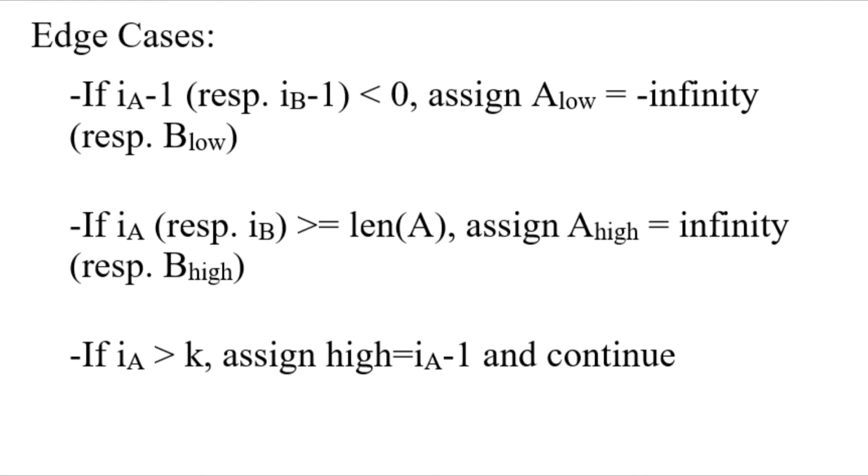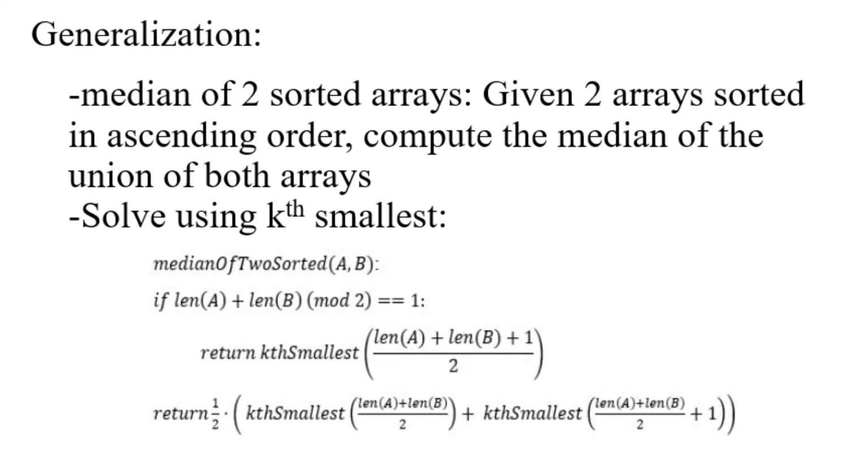The median of two sorted arrays problem reduces to an instance of the Kth smallest of two sorted arrays problem. The key logic is that we consider the case when the total number of elements are either odd or even, and in the respective cases, we return the appropriate value.